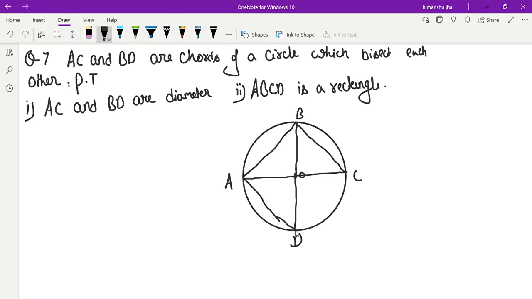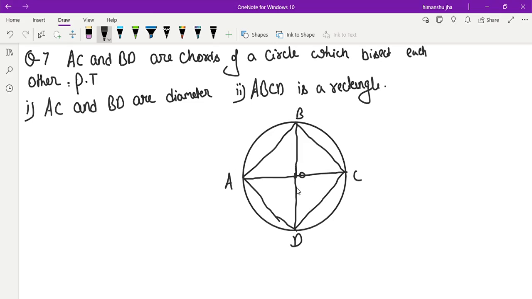See, now it will be AC and BD. Now these two chords become the diagonals of the parallelogram ABCD, because the diagonals of a parallelogram bisect each other, right? Am I correct? Yes, sir.